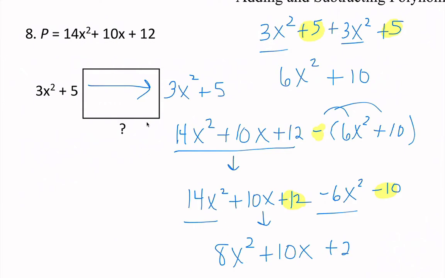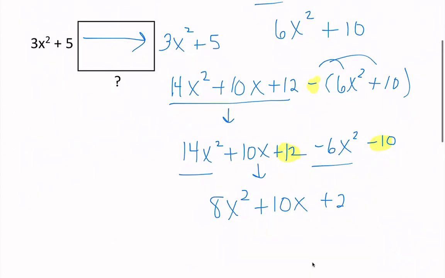So does that mean that this side right here is 8x squared plus 10x plus 2? Sure doesn't, because I actually have 2 sides left over. And I know both of these are exactly the same. So in order to figure out what each one of these is, I need to take what's left over and divide it by 2, cut it in half, because there's 2 equal pieces.